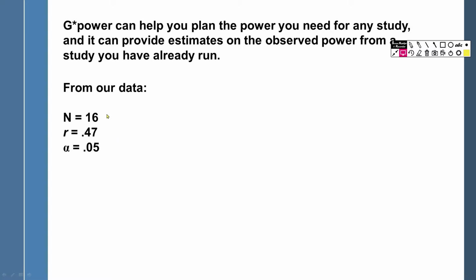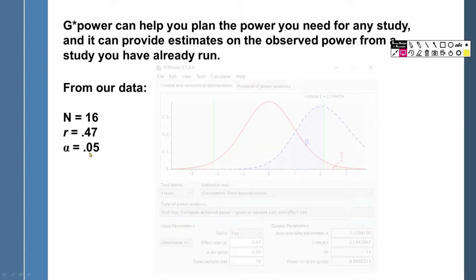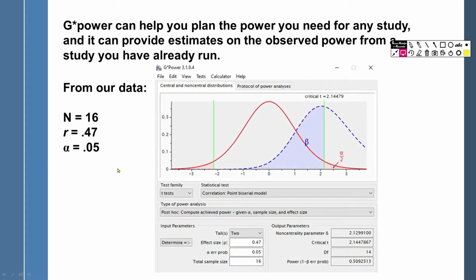So from our data, from that t-test that I had up on the board, that we've been working from, the sample size was 16, R equals 0.47, and alpha is set at 0.05. So I plugged those values into gpower. This is just the screenshot of gpower running on my computer, and it tells me the power equals 0.509. So again, there's a little bit of rounding error or whatever, but essentially we had the same result.